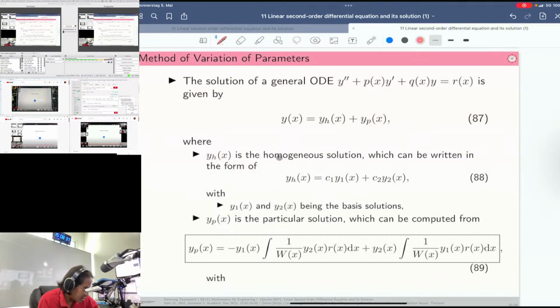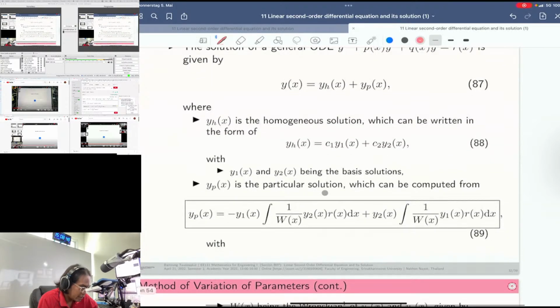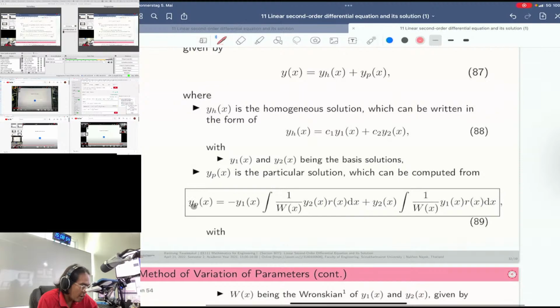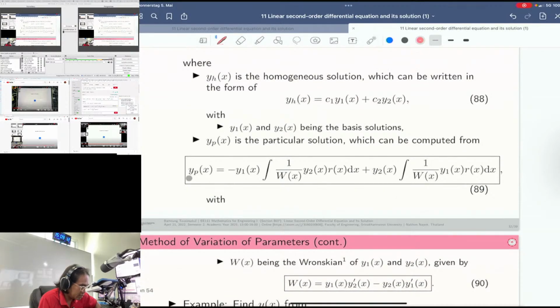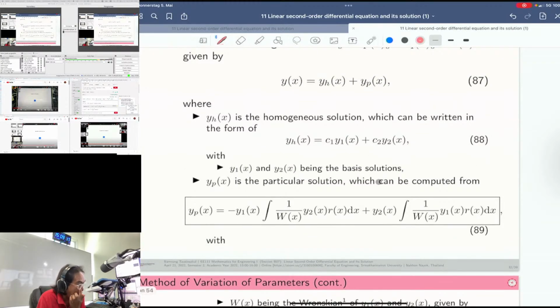And actually, the homogeneous solution can be decomposed into two elementary solutions. The first solution is y1(x). The second solution is y2(x). We would say y1 and y2 are basis solutions. And in order to find a particular solution, one way to find a solution is given by this formula. It's negative y1. You need to know first y1 and y2.